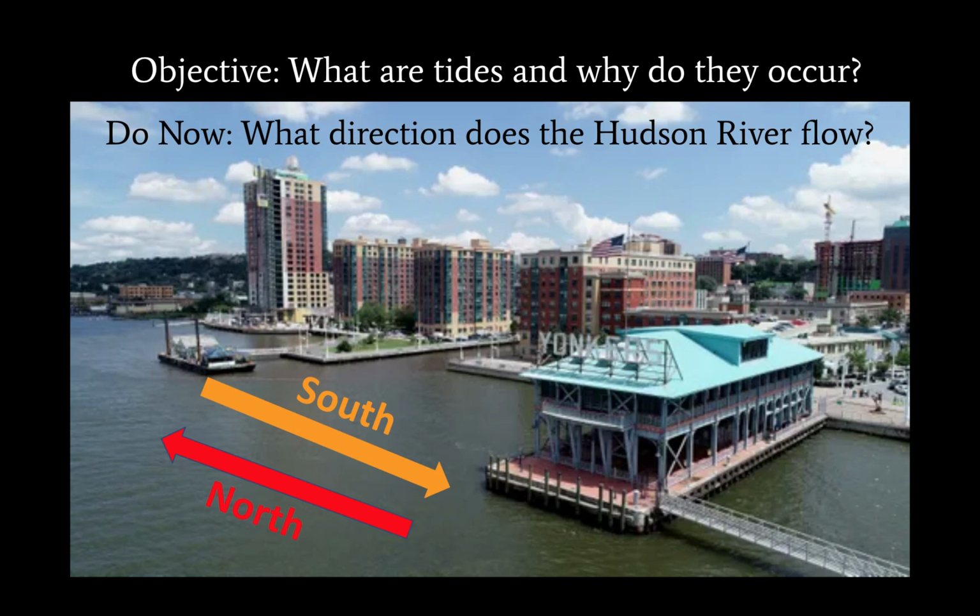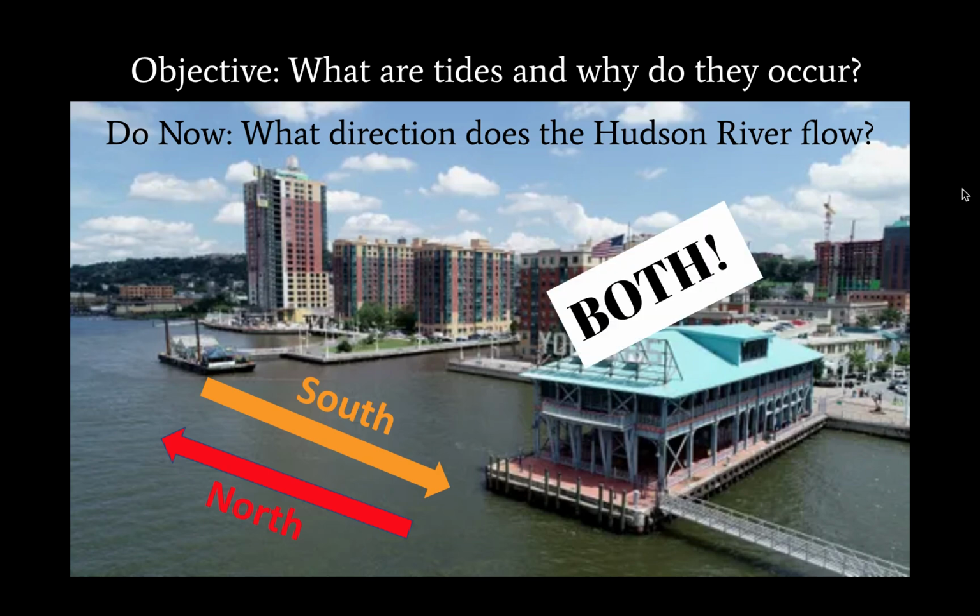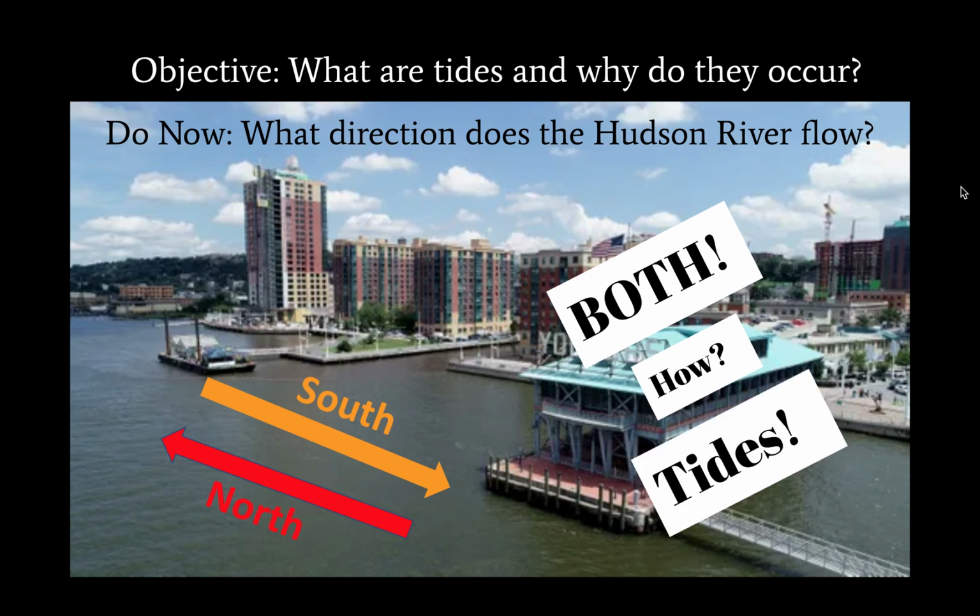Well, the true answer is both. It flows in both directions. Now you might be thinking, how is that possible for a river to flow in both directions? And the answer has everything to do with tides, which is what we are going to be talking about today.